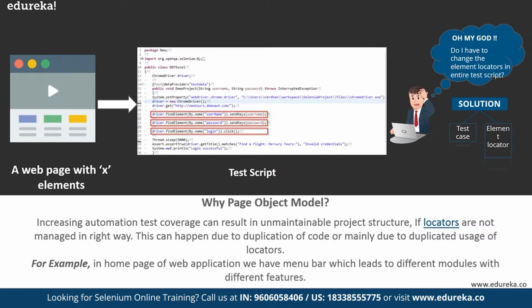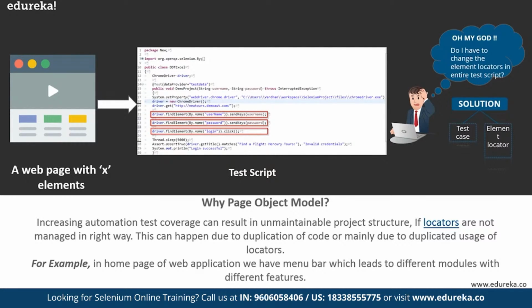For example, in the home page of a web application, we have a menu bar which leads to different modules with different features. And many automation test cases would be clicking through these menu buttons to execute specific tests. Imagine that the UI is changed or revamped and the menu buttons are relocated to different positions in the home page, and this will result in automation tests failing. Automated test cases will fail as scripts will not be able to find particular element locators to perform actions.